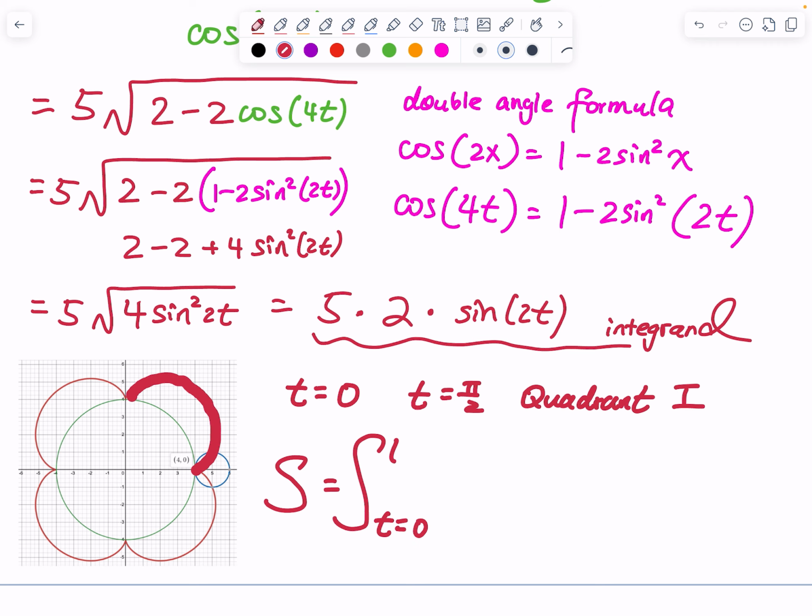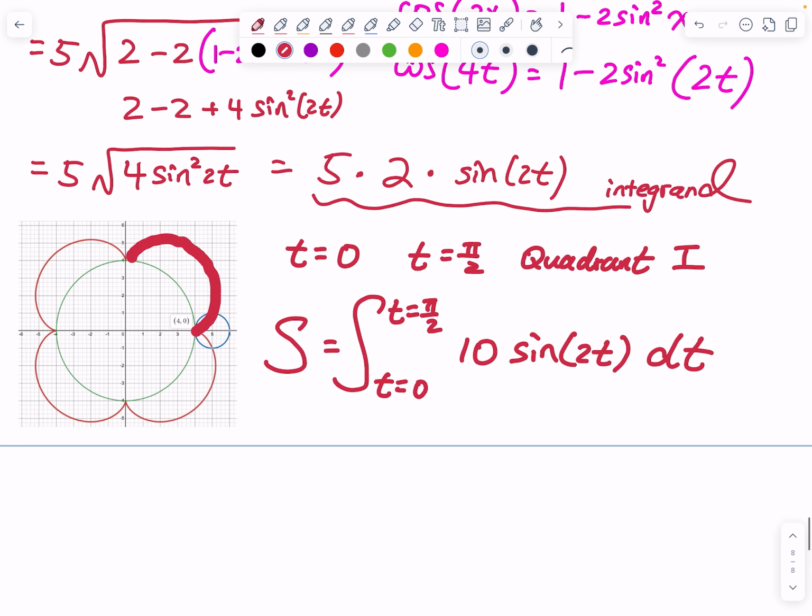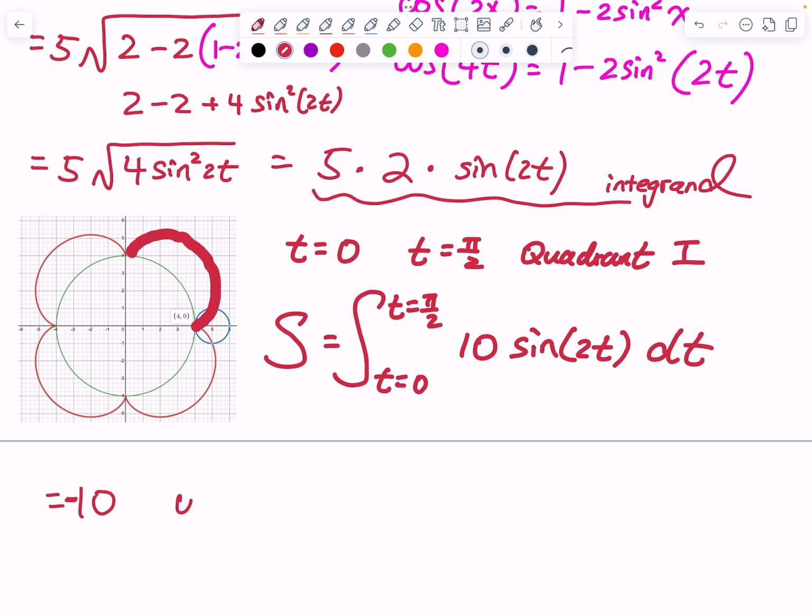And then the arc length is equal to the integral, t goes from 0 to pi over 2, and then I have 5 times 2 sine of 2t. This can be integrated very easily, but with the square root, you can't do it. The integral of sine is negative cosine. I'm not touching the 10. And then let's put the negative in front. Cosine 2t. And then when you take the derivative to get back to the integrand, there is a 2, right? By chain rule. So therefore, I need to prepare a 1/2 in front.